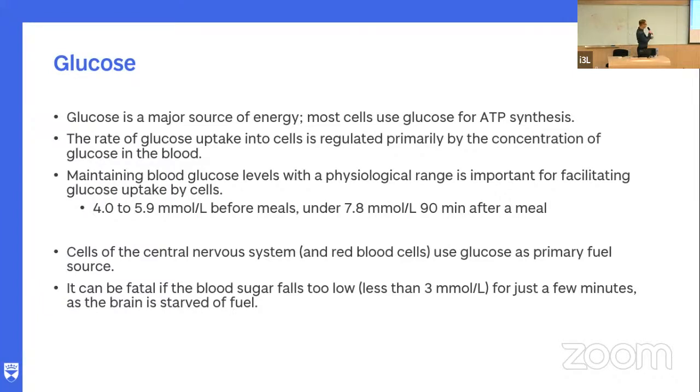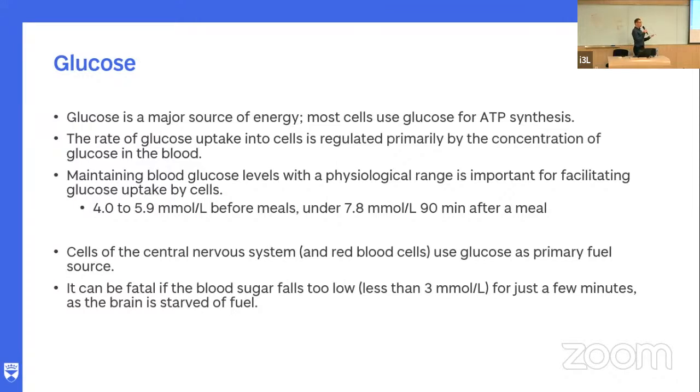And it's been shown that it can be fatal if blood glucose levels drop to less than 3 millimoles per litre, even just for a few minutes. So glucose is important. The concentration of glucose needs to be maintained within that fairly typical and narrow range.